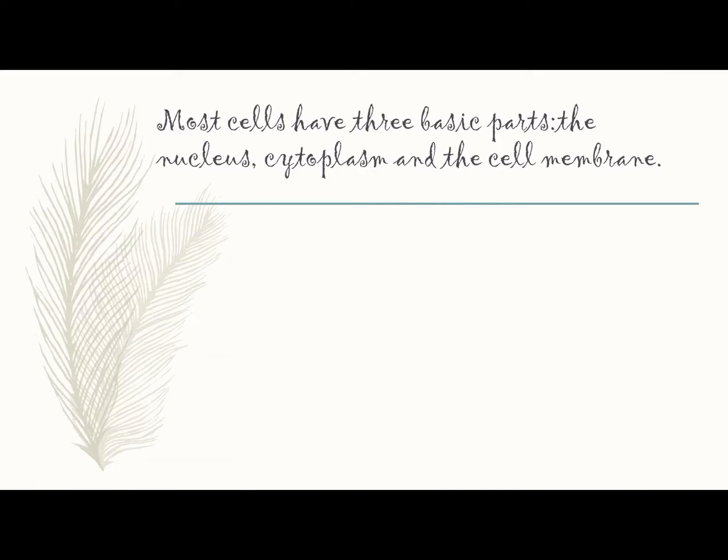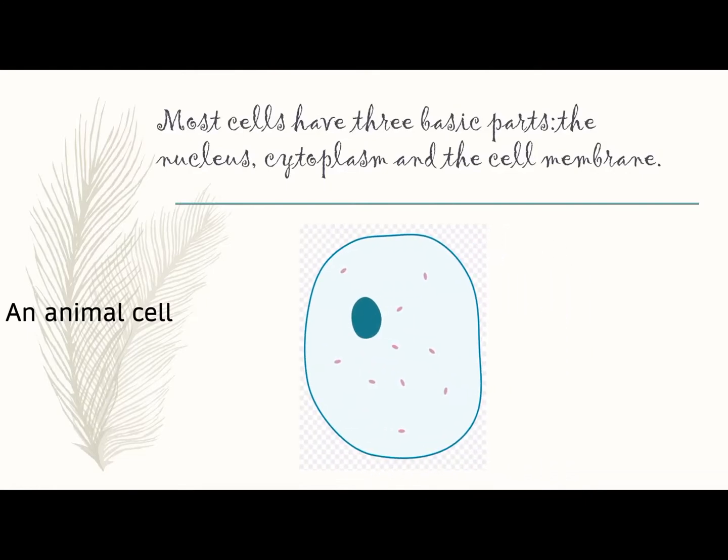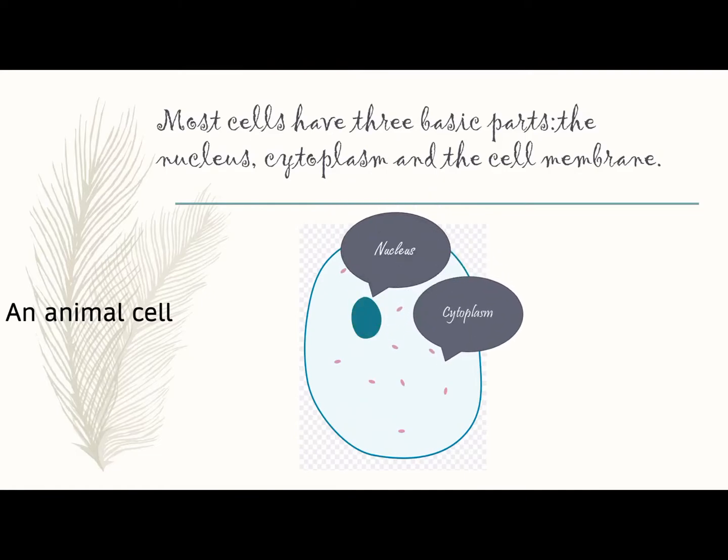Most cells have three basic parts: the nucleus, the cytoplasm, and the cell membrane. Let's take a look at an animal cell diagram below. Here it is. The nucleus is the big dot in the middle. The cytoplasm is the jelly-like substance in the cell, and the cell membrane is like the outer covering of the cell.